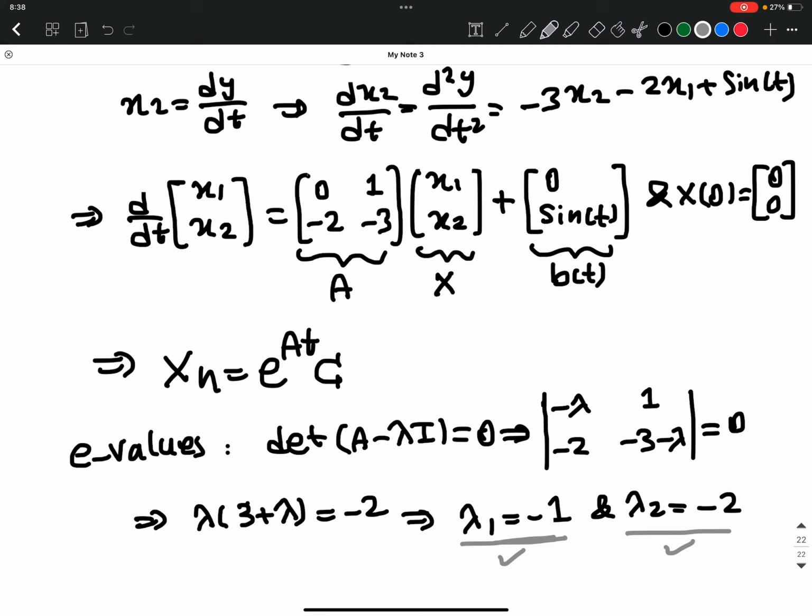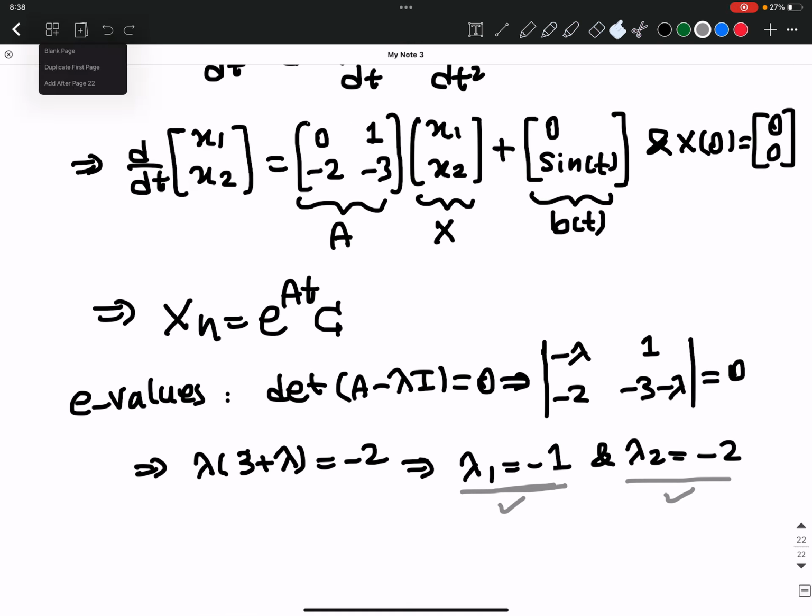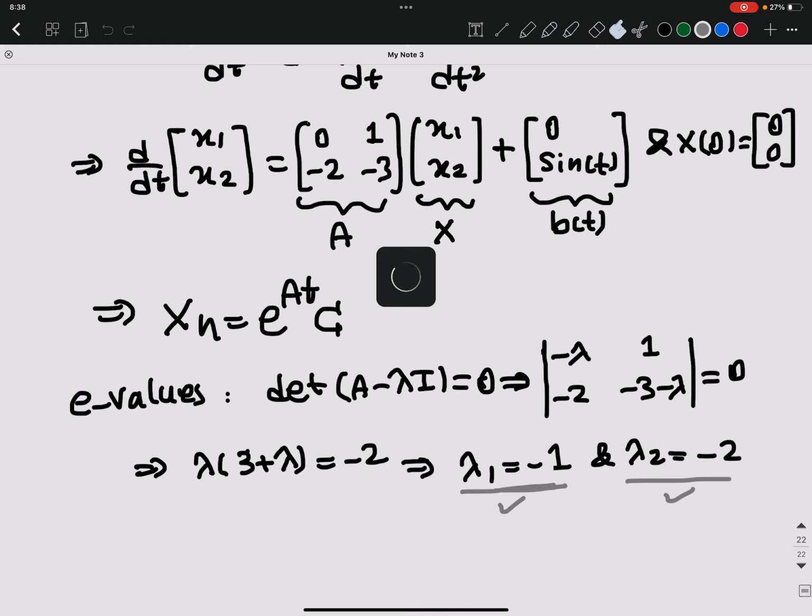And you can check it here too. If you put minus 1, it's going to be 1 here, and then minus 3 plus 1, which would be minus 2. So minus 2 times 1, yes, minus 2. Yeah, that's correct. So I found the eigenvalues.